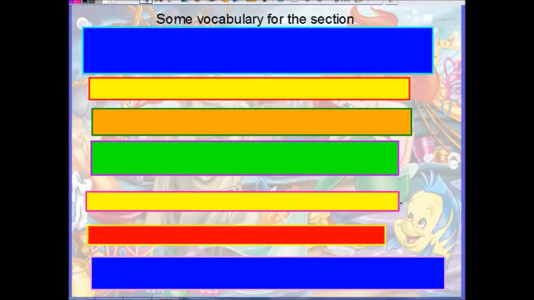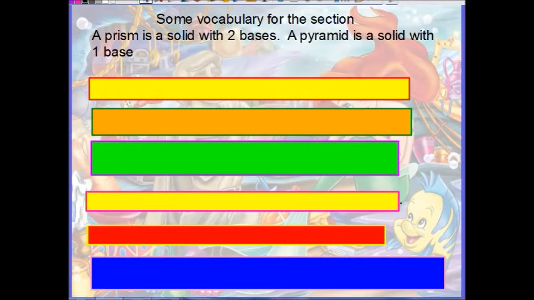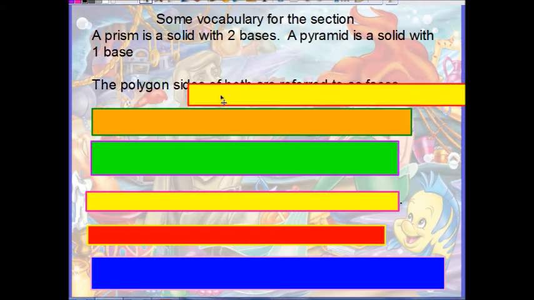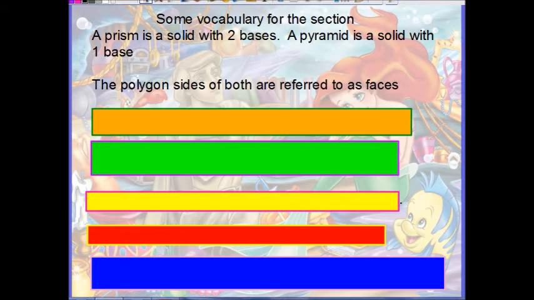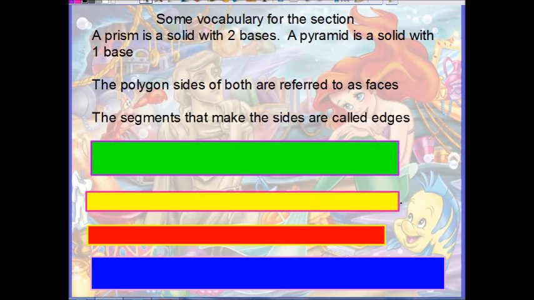So we have a lot of vocab that goes with this section. First, a prism is a solid with two bases. A pyramid is a solid with one base. And when I refer to the solid, I mean a three-dimensional object. Second, the polygon of both are referred to as faces. The segments that make the sides are called edges.